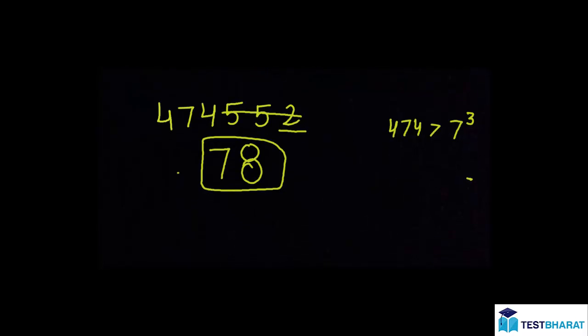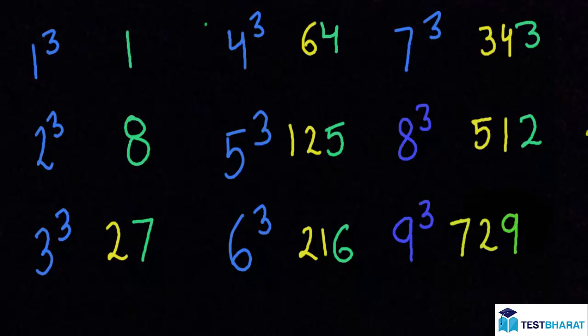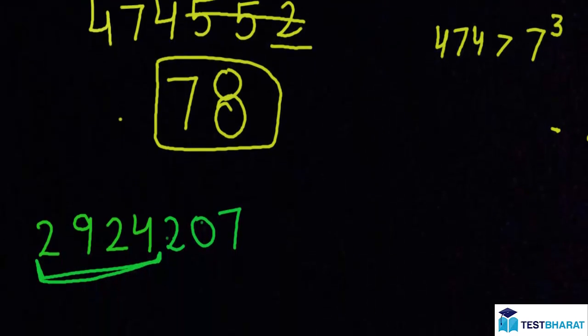Similarly, we can do one more example. Let's say we have the number 2924207. Earlier we found the cube root of a 6-digit number. Here we have to find the cube root of a 7-digit number. In the 7-digit number, we cannot just compare 2924 with the cubes like we compared 474 with 7 cube. Now we cannot compare. So what can we do?